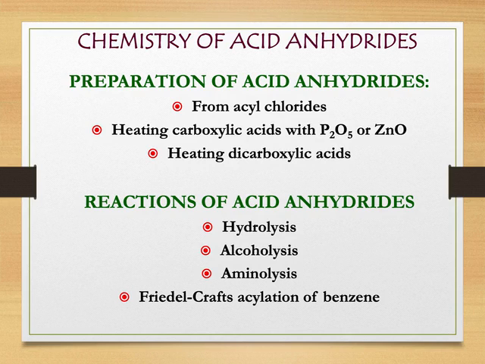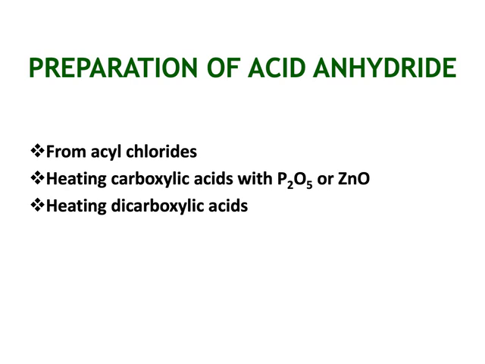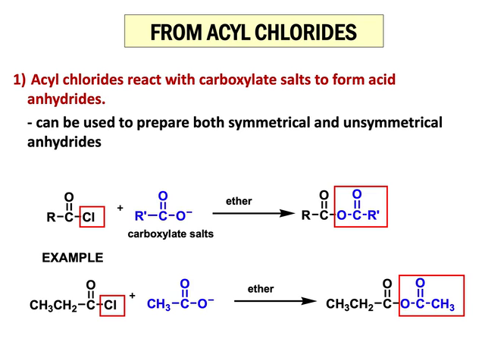Okay, next we discuss the chemistry of acid anhydride. There are two parts. First, we want to prepare acid anhydride, and number two, the reactions involved for acid anhydride. Look at the preparation, or synthesis, of acid anhydride. First from acyl chloride, then heating carboxylic acid, and heating dicarboxylic acid. First is from acyl chloride.